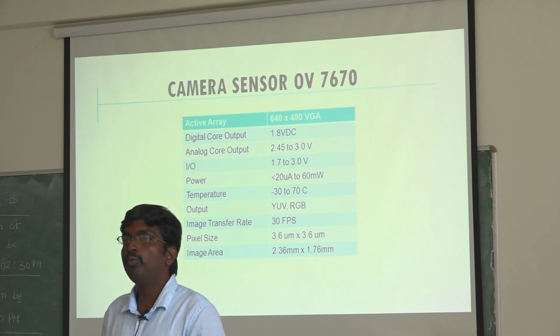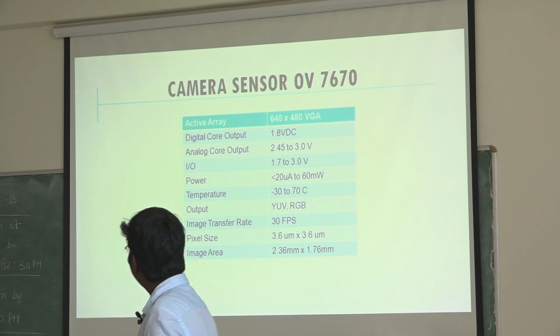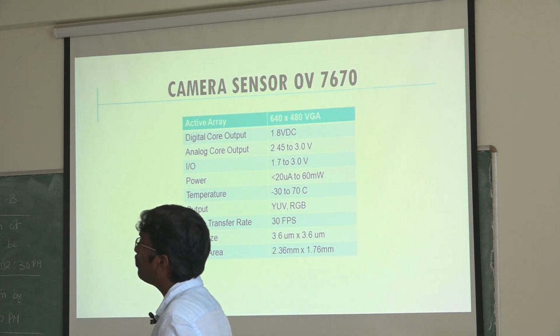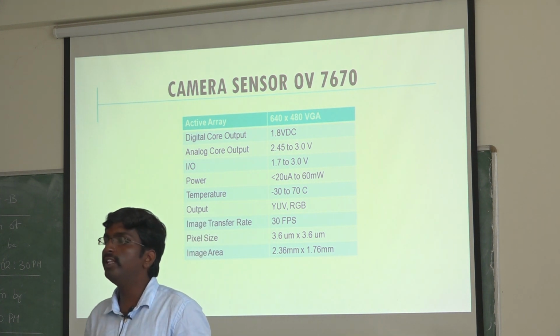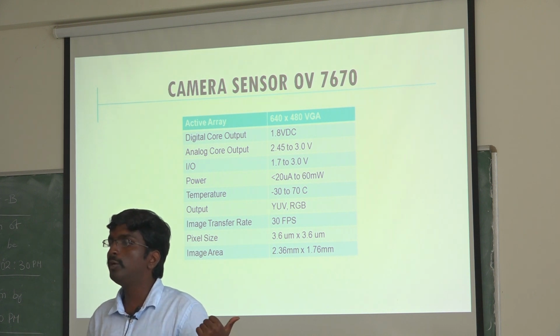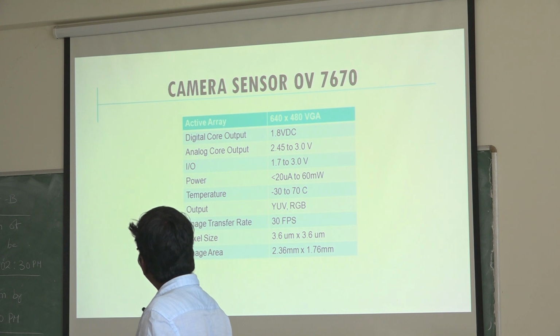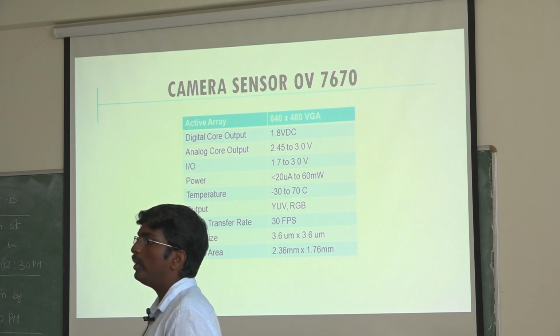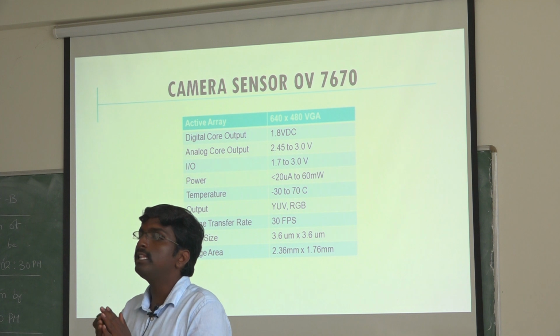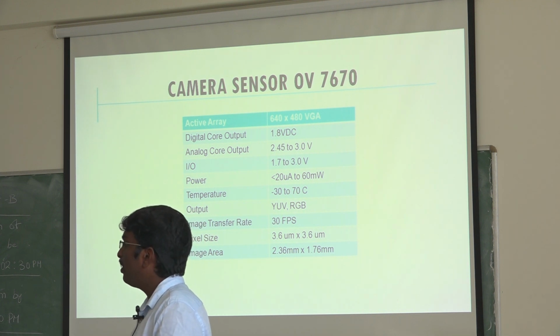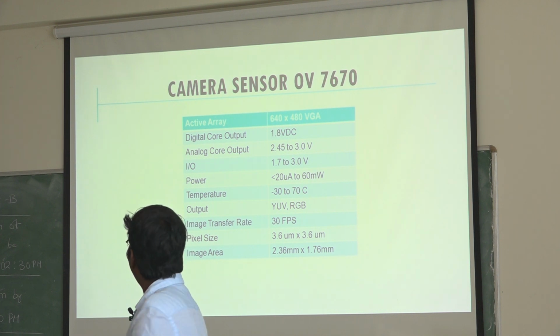But the camera module we have has the same power range, a 3.3 volt analog range and a DC voltage of 1.8, which is suited for the FPGA of the Z board and Basys both. The IO also has only 1.7 to 3 volt, so it will be suited. So based on the power requirement, I don't have any drawback between my hardware and the sensor.